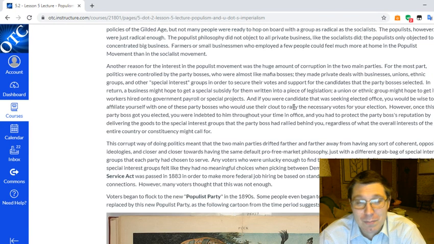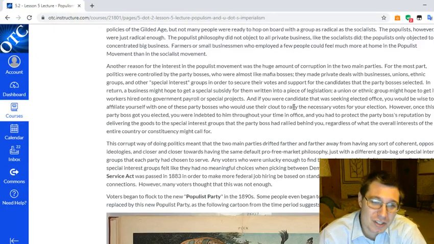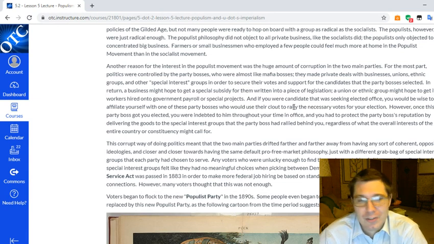However, once this party boss got you elected, you were indebted to him throughout your time in office, and you had to protect the party boss's reputation by delivering the goods to the special interest groups that the party boss had rallied behind you, regardless of what the overall interests of the entire country or constituency might call for.